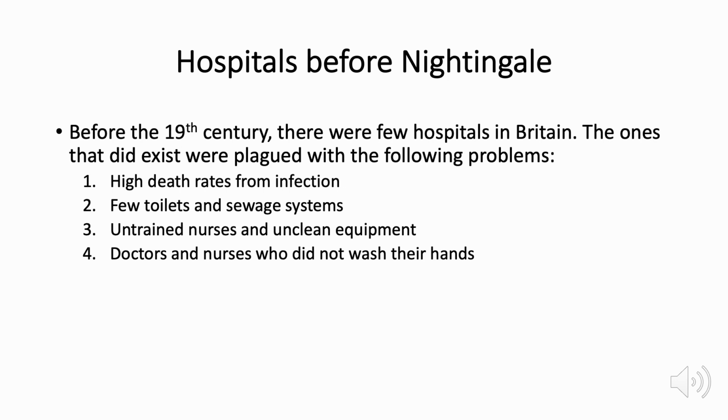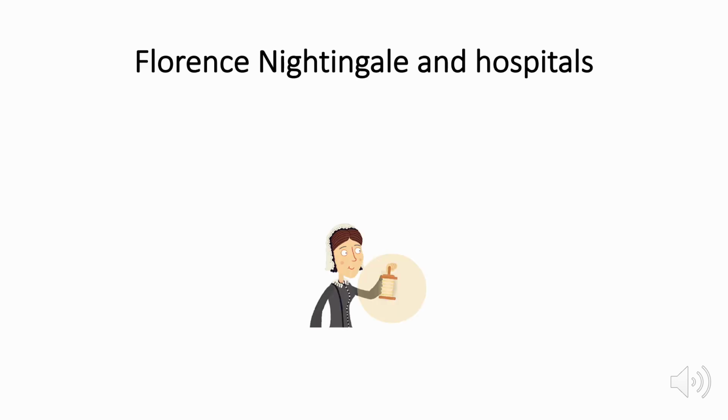We then move on to Florence Nightingale and hospitals. So before the 19th century, there weren't many hospitals in Britain. The ones that did exist had the following problems. So high infection rates, which led to death, poor sewage systems, untrained nurses, unclean equipment, and a lack of personal hygiene.